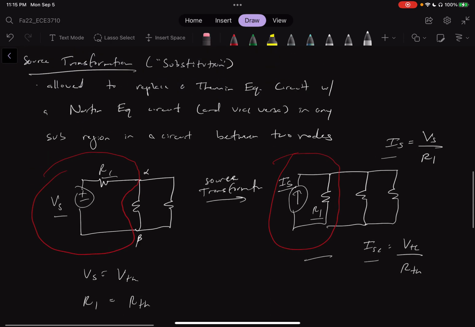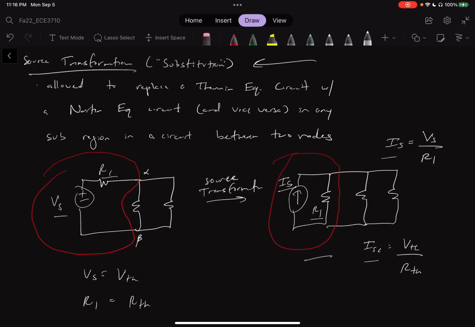That is what source transformation is. It is when you are allowed to substitute a sub-region of a circuit where you witness a Thevenin equivalent circuit, you can transform that to a Norton equivalent circuit, or vice versa. You use this concept to your advantage to solve for any kind of value in a circuit.